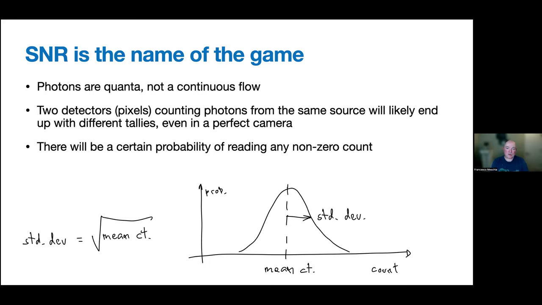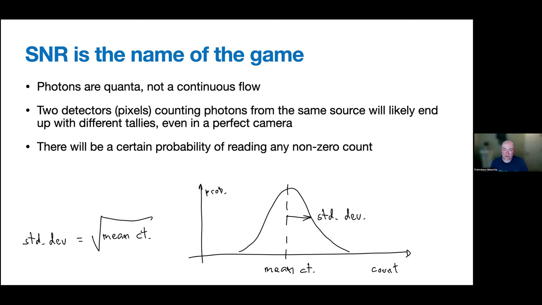And so if you have two detectors, like two pixels in a sensor, that are counting photons exactly from the same source, at the end of an exposure, we likely end up with two different tallies, even in a perfect camera. It has nothing to do with the camera, it has everything to do with the nature of light. There will always be a certain probability of getting any non-zero count. And I have here hand-drawn what could be the distribution of photon counts coming from the background, for instance. You're going to have a mean count for all of your pixels that are exposed to the same light.